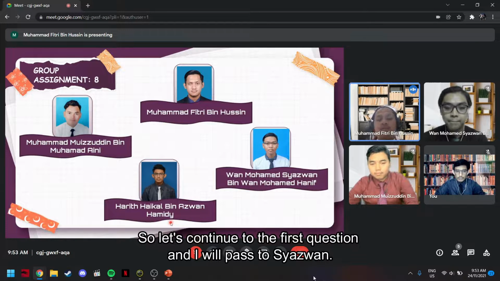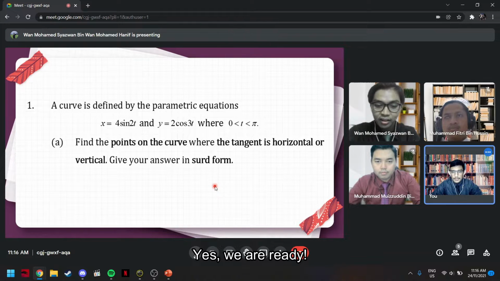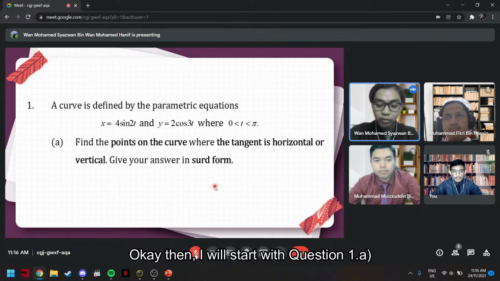So let's continue to the first question, and I will pass to Sazwan. Okay, Assalamualaikum and hi everyone. Are you guys ready? Yes, we are ready. Okay, then I will start with question 1A.